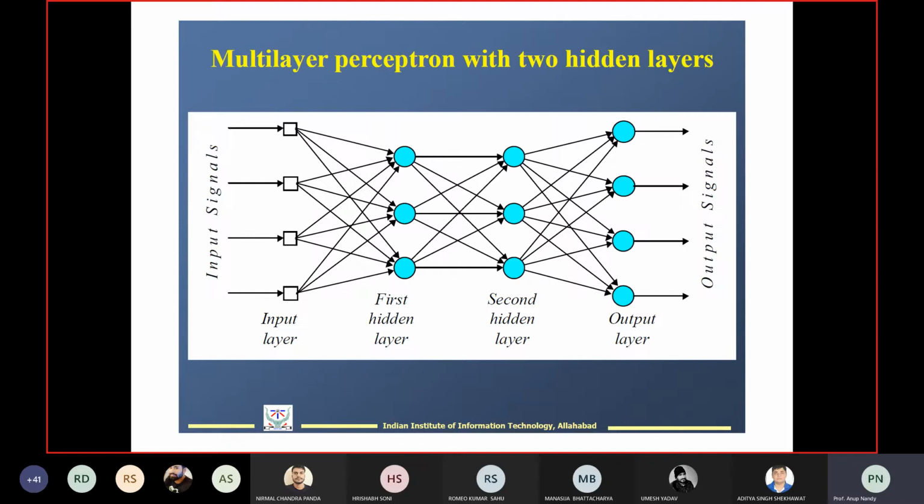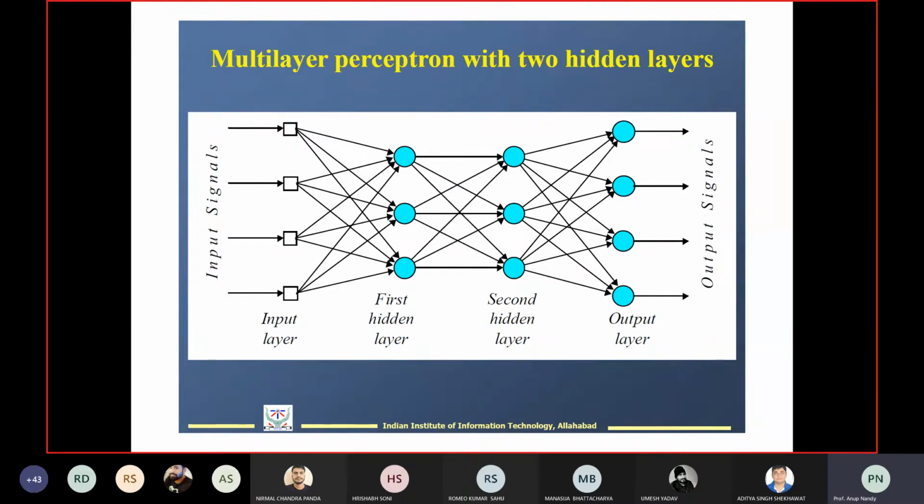So now this is the graphical representation of a multi-layer perceptron model with two hidden layers. In the first layer are the input signals. Input signals means you have the inputs. If it is a d-dimensional input, then x1 to xd. If it is an n-dimensional input, then x1 to xn, which will be represented through this input layer.